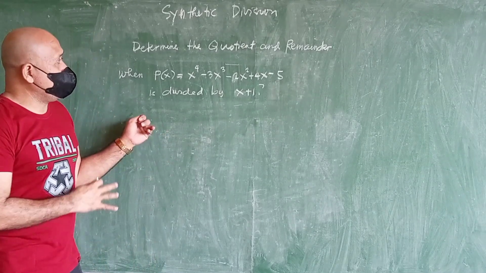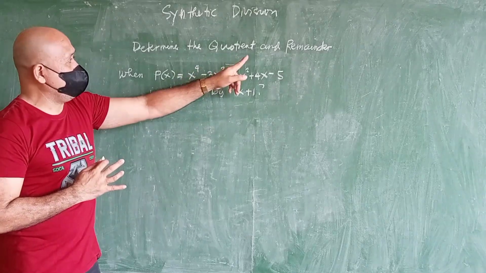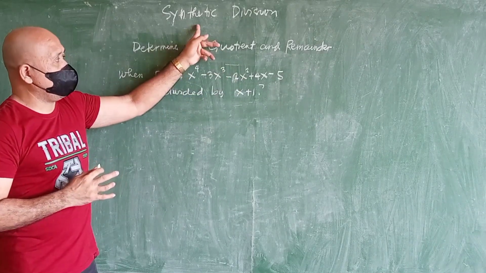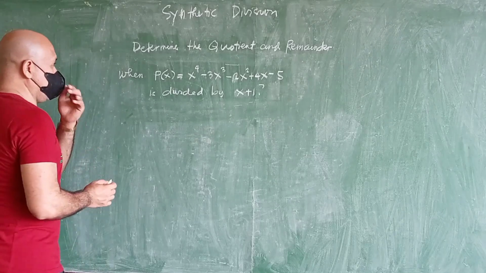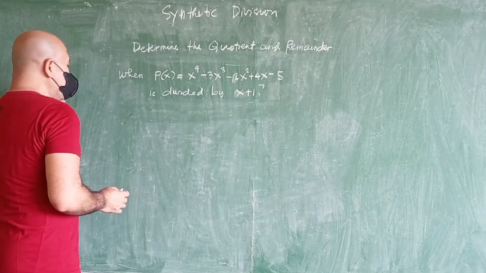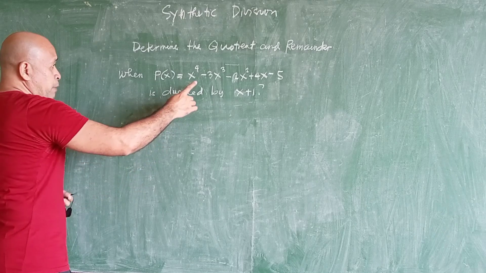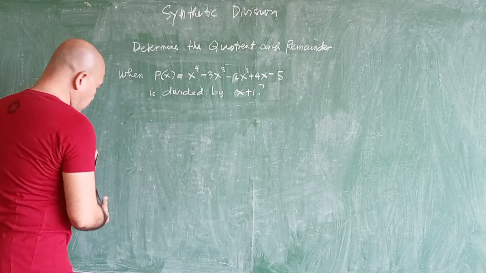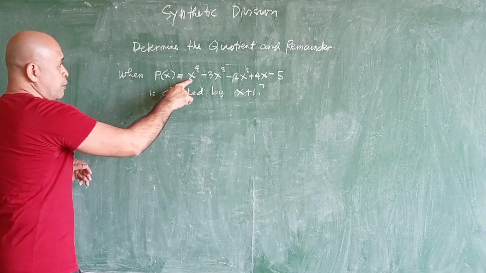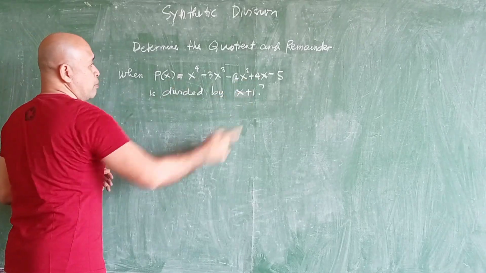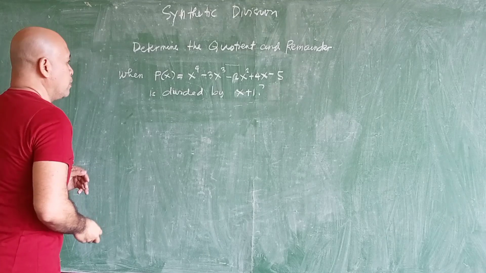So, how are we going to get the quotient and remainder using synthetic division? Simply, for this method, we will only be using the numerical coefficients of each term of the given polynomial function.